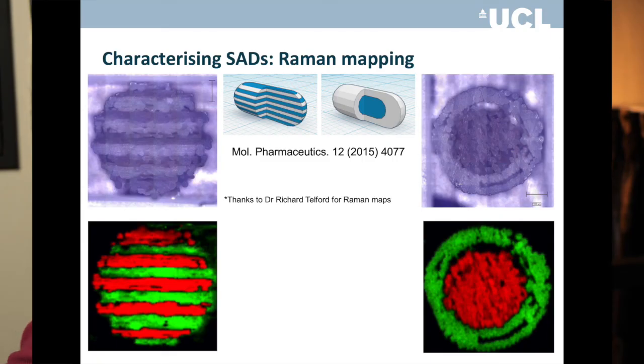If it matches paracetamol, then give it a red pixel. If it matches caffeine, give it a green pixel. And that's the way that you characterize material with Raman mapping. So you can see the images to the sides of the slides. The images on the top, the sort of purply images, are a visual image of what the system looked like under the Raman spectrometer, and the images at the bottom are the color-coded ones against the reference patterns.